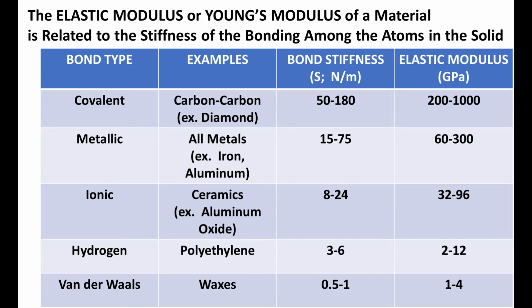The elastic modulus, or Young's modulus, of a material is related to the stiffness of the bonding atoms in the solid. Different bonding types, such as covalent, metallic, ionic, hydrogen bonds, and van der Waals type bonds have different stiffnesses associated with them due to the difference in strength and bond lengths of the atoms involved. This bond stiffness then translates into the elastic stiffness or elastic modulus of the materials.